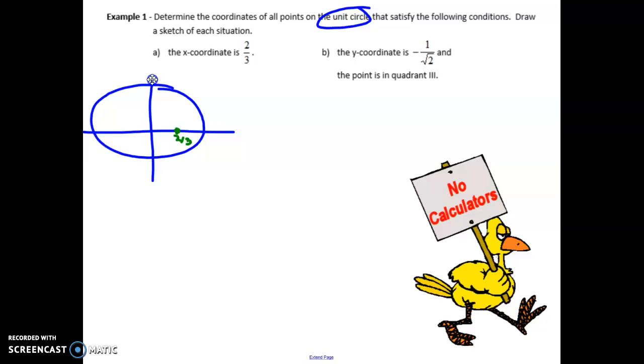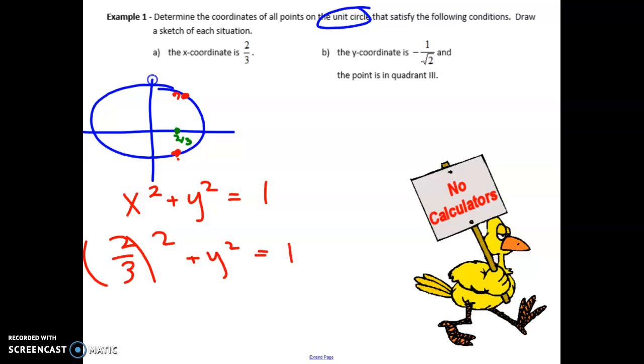So really what I'm looking for here is I've either got a point up top here, or underneath, maybe right here. So I've got either a point up at a positive y value or down at a negative y value. Now we know the equation is x squared plus y squared equals 1 because it's a unit circle. So all I have to do here is plug in 2/3 for x. So we're going to get 2/3 squared plus y squared equals 1. Now 2/3 squared, when you square the top and the bottom separately, you get 4/9.